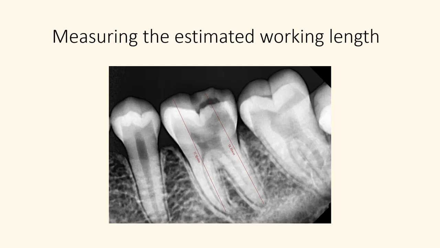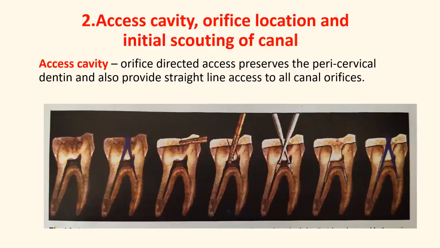Now coming to the second step, we will not go into detail about these steps. Access cavity, orifice location and initial scouting of the canal. Although all our access cavities are driven by caries, attempts should be made to preserve as much dentin as possible. Access cavity should be orifice directed. It will preserve the pericervical dentin and also provide a straight line access to all canal orifices.